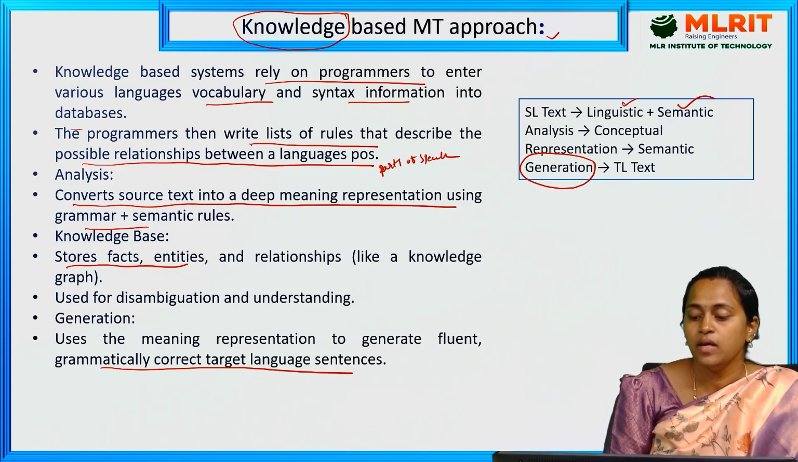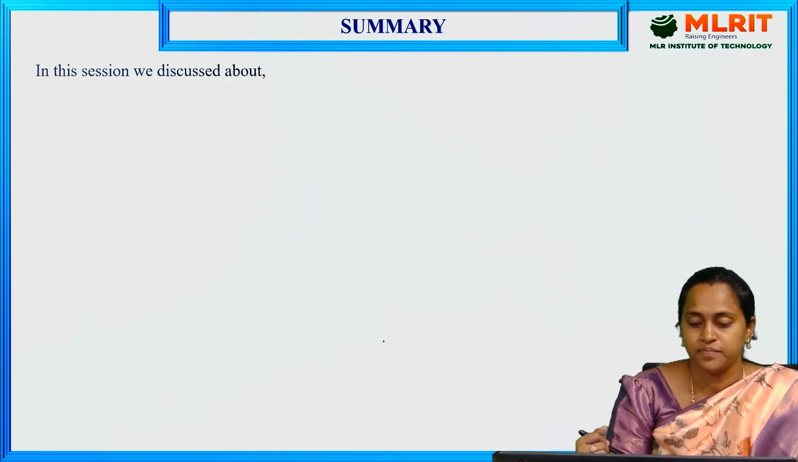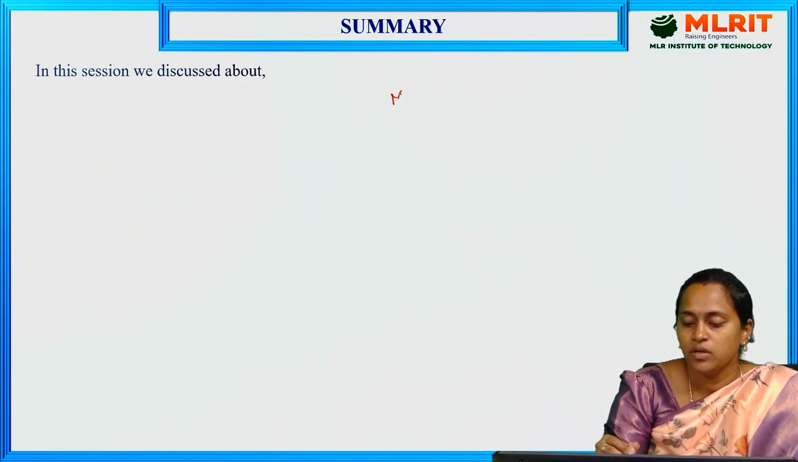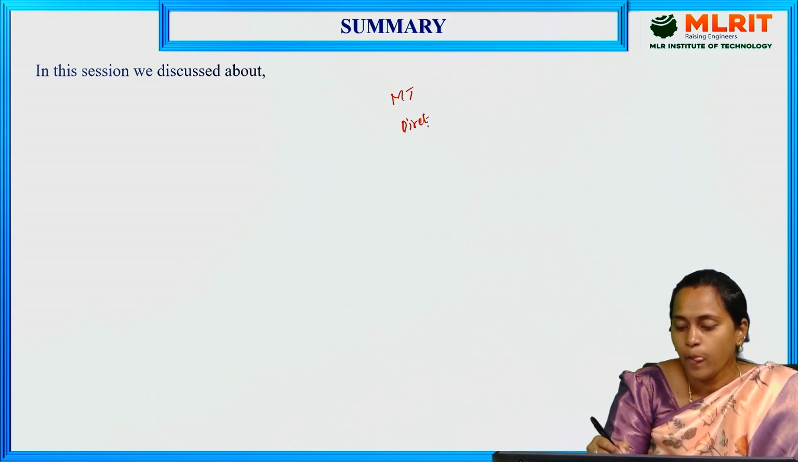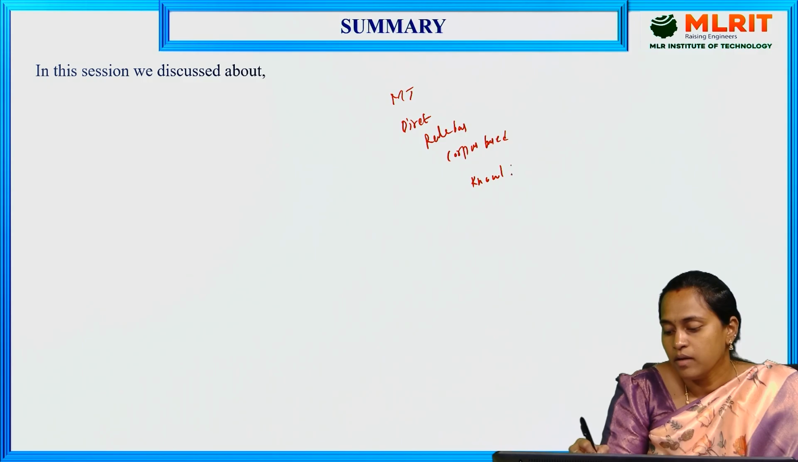So finally, after using this knowledge-based translation, we can generate the target language. This is all about the machine translation approaches. In this session, we discussed direct machine translation, interlingua machine translation, transfer-based machine translation, rule-based machine translation, corpus-based machine translation and knowledge-based machine translation.